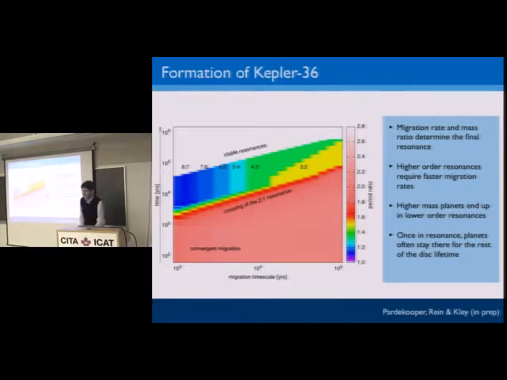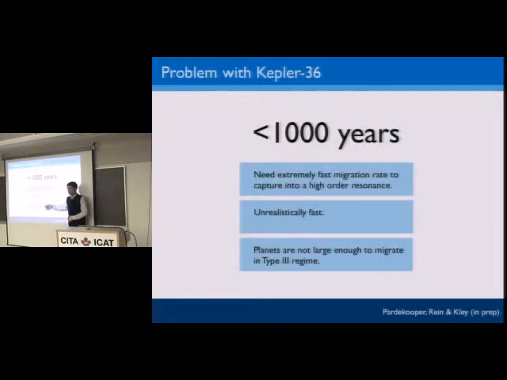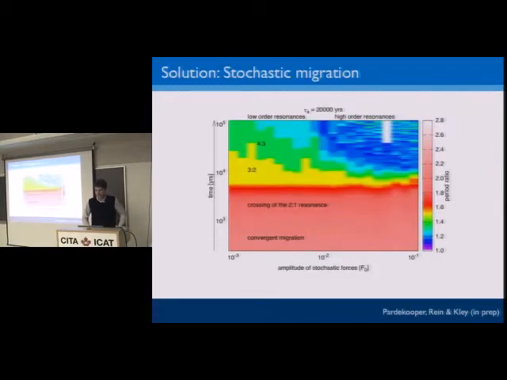And that's the problem here. If you want to have a migration time scale of 1,000 years for these super Earth-like planets, it's very hard to migrate them this fast, even in a type 1 migration regime, and even though we don't understand the details of the migration very well. 1,000 years is very large. It's a few orders of magnitude faster than what people usually assume. So we need to have a different way of getting them in these high order resonances.